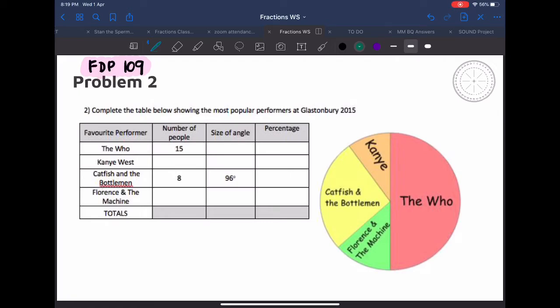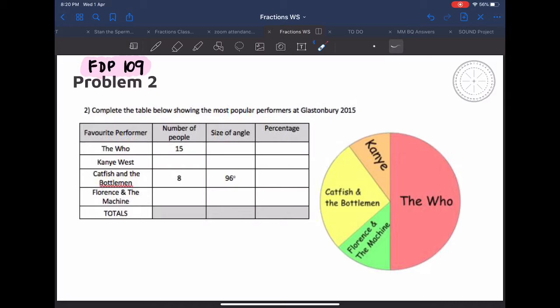Okay, so this tutorial will show you how to solve FDP 109 problem number 2. As with any problem solving, you need to look at what information is given to you already. In this instance, I know that there are 3 pieces of information given already. We know the number of people who like the who. We know the number of people who like catfish and the bottlemen, and we know the size of the angle of catfish and the bottlemen.